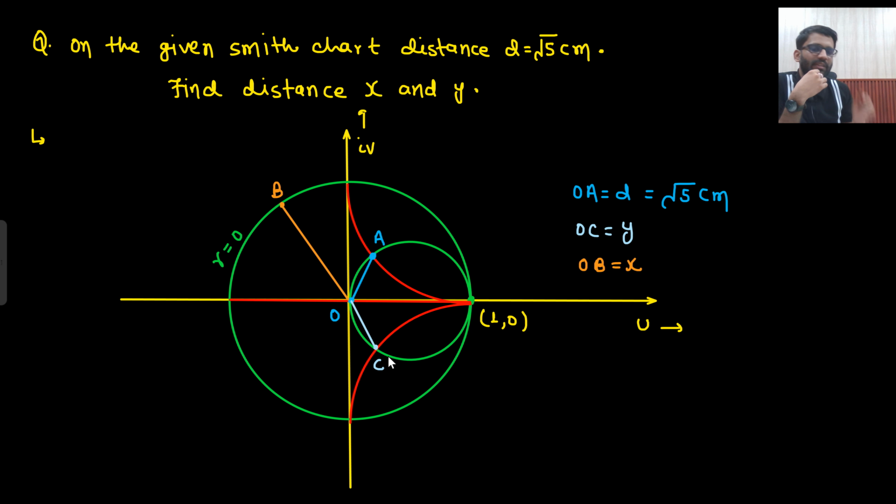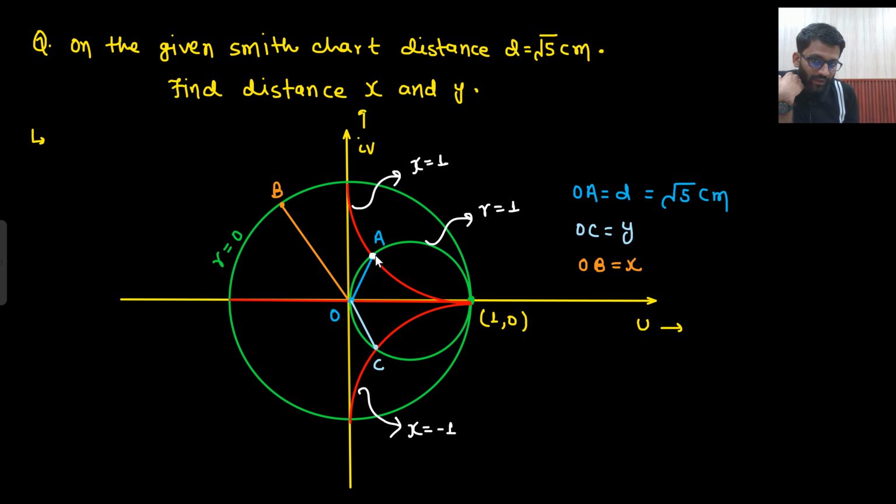Now they might not mention these circles, but you should know which circle is which. This is your x equals 1 circle. They will mention this circle, r equals 0 circle. Which circle is this? This is your x equals -1 circle. Right. And which circle is this? R equals 1 circle.